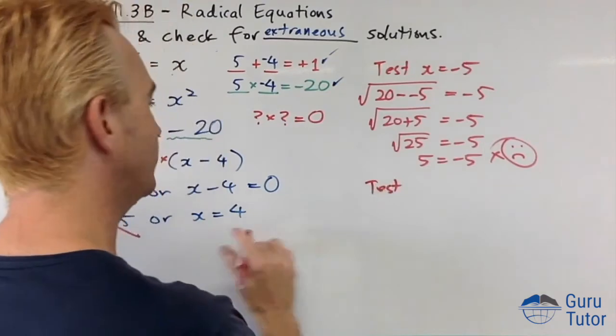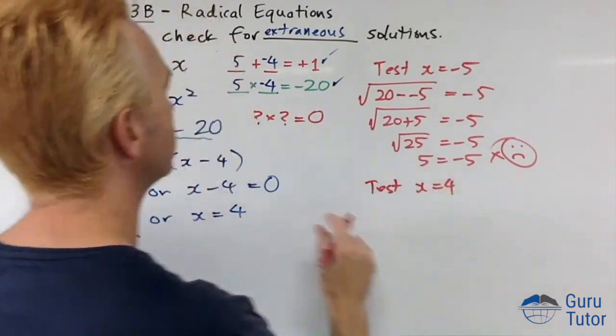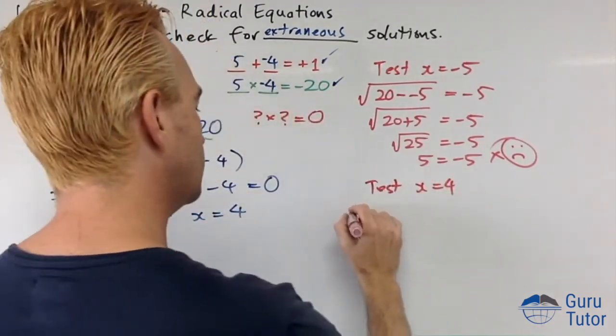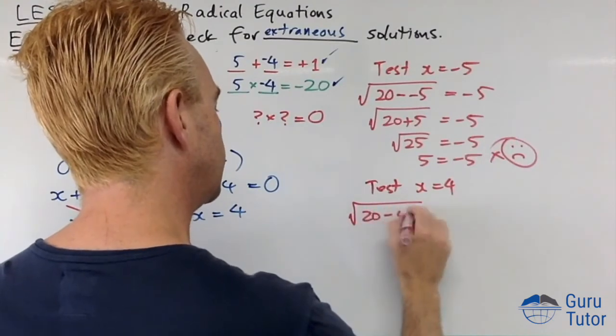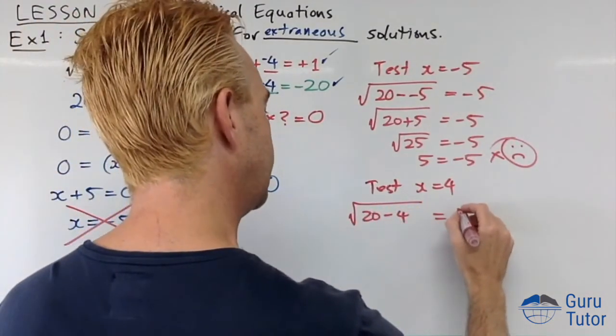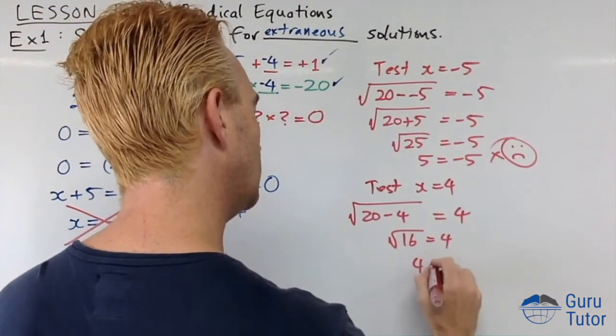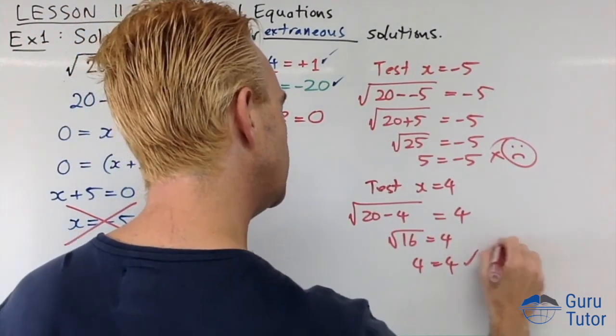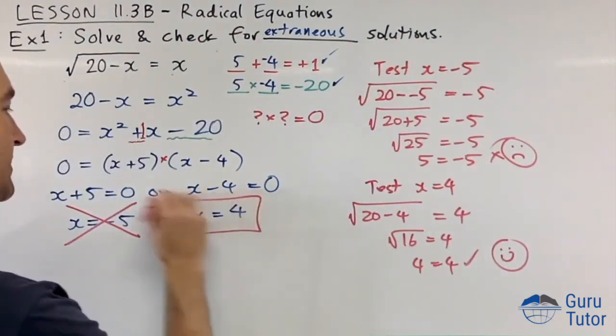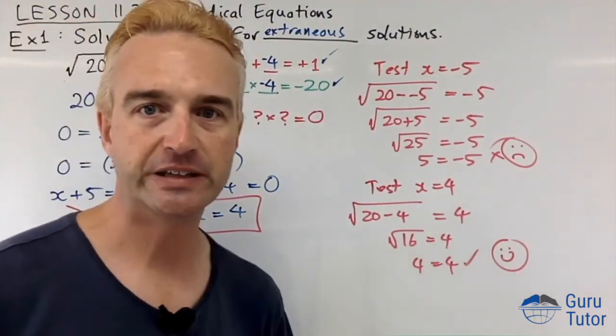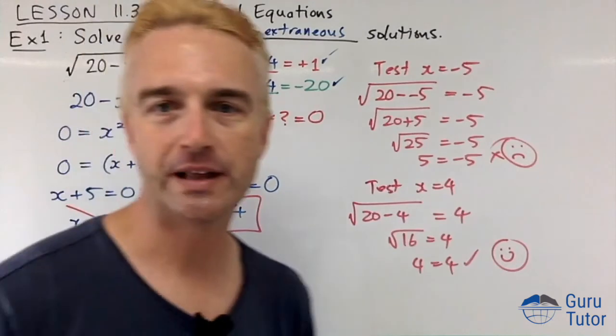Let's test 4. Put it into here. 20 minus x equals x. Oh, this might be good. So we get root 16 equals 4. 4 equals 4. Yes, this one's okay. This one is not extraneous. So for our final solution here, we're just going to say x equals 4, and that's it.